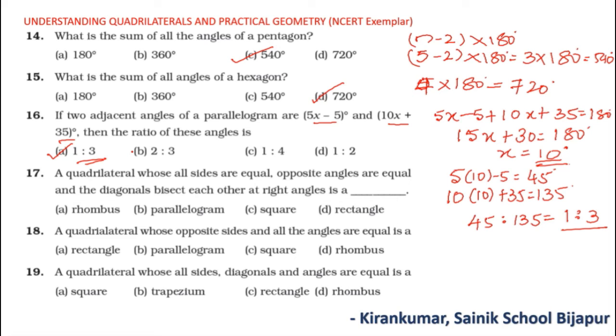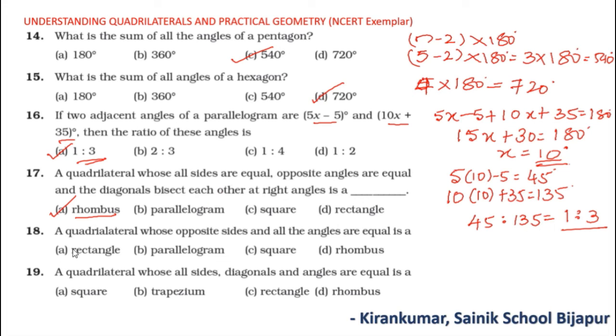Question 17. A quadrilateral whose all sides are equal, opposite angles are equal, and diagonals bisect each other at right angles is a rhombus, because diagonals bisect each other perpendicularly only in the case of a rhombus.